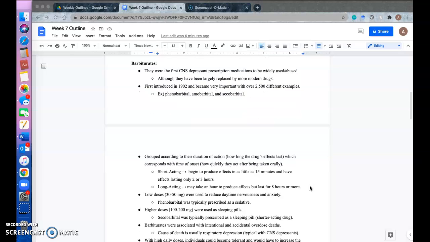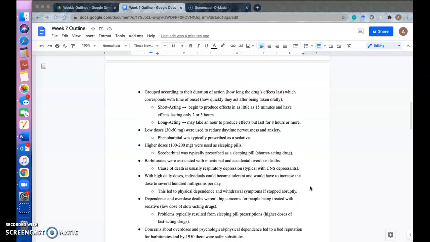Then there were barbiturates. They were the first CNS depressant prescription medication to be widely used and abused, although they have now been largely replaced by more modern drugs. They were first introduced in 1902 and became very important with over 2,500 different examples. Some common examples are phenobarbital, amobarbital, and secobarbital.